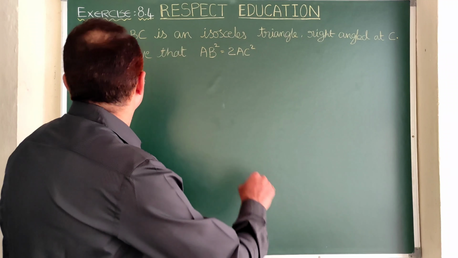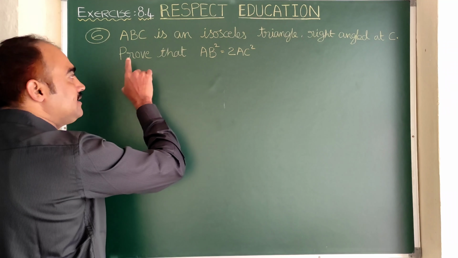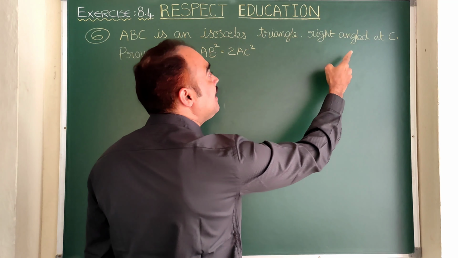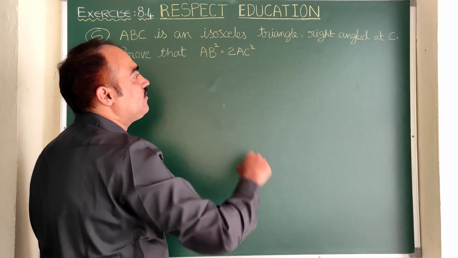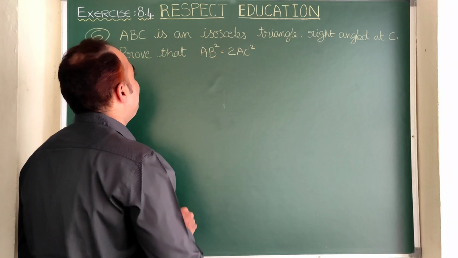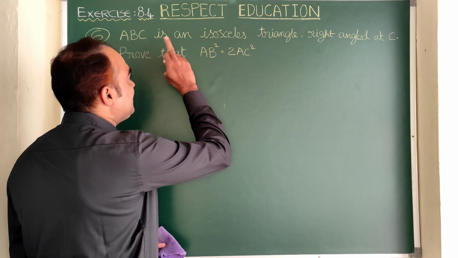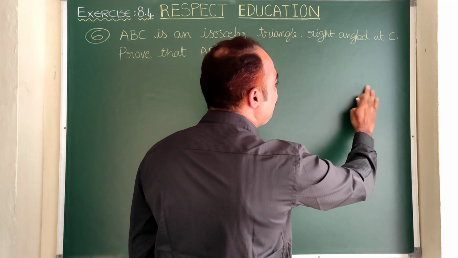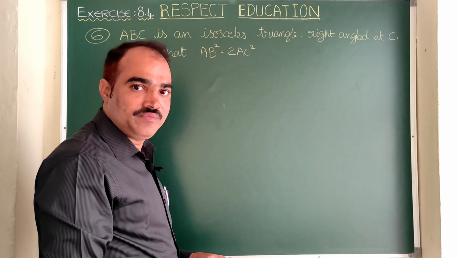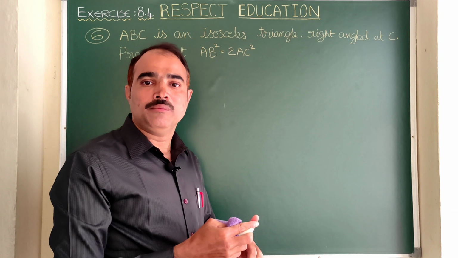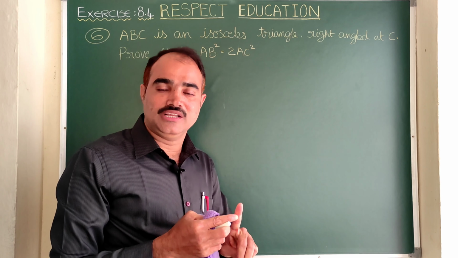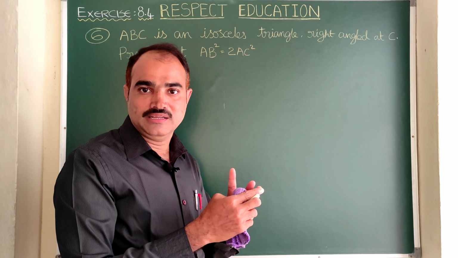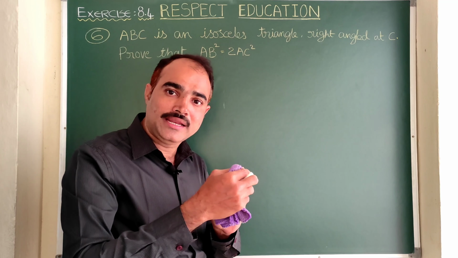Now let us see question number 6. That is, ABC is an isosceles triangle right angled at C. Prove that AB square equal to 2 times AC square. Here we need to understand that ABC is isosceles and right angled triangle. So here you do remember that in a right angled triangle there are 3 sides in which one of them is called hypotenuse. Hypotenuse is the longest side among the 3. So it cannot be equal to any one of these. Then definitely other than hypotenuse remaining 2 will be equal.